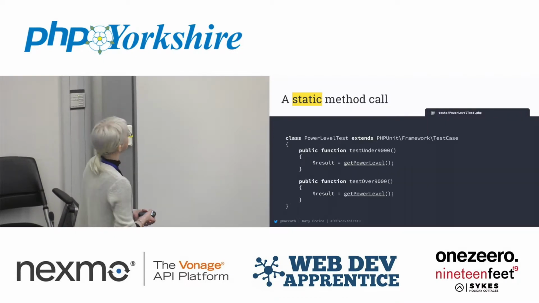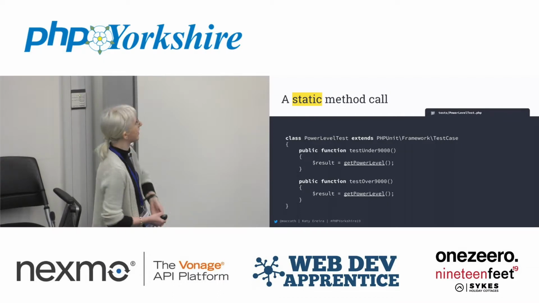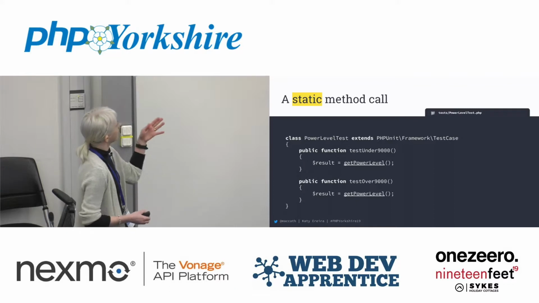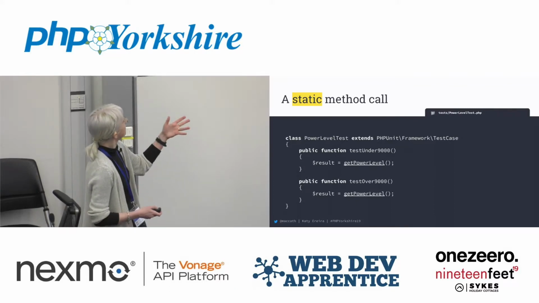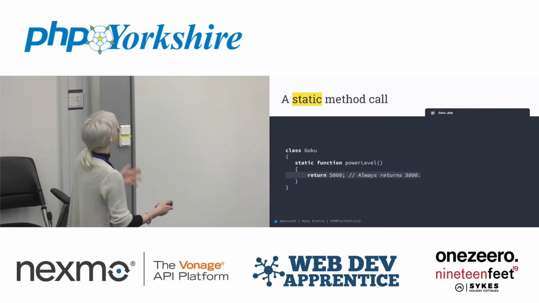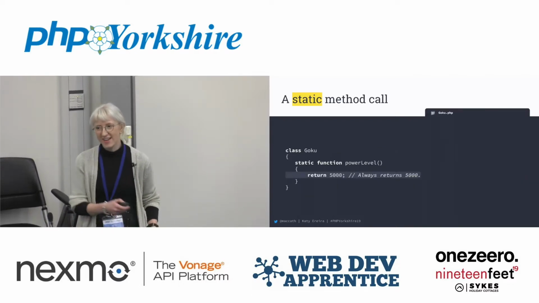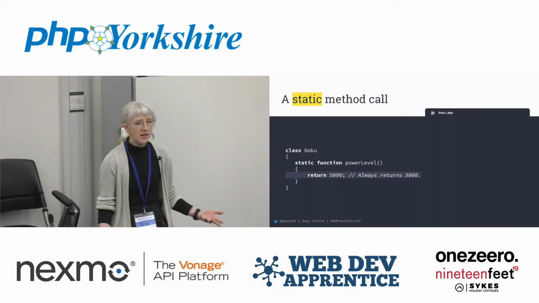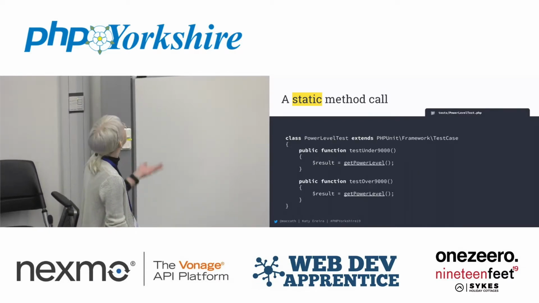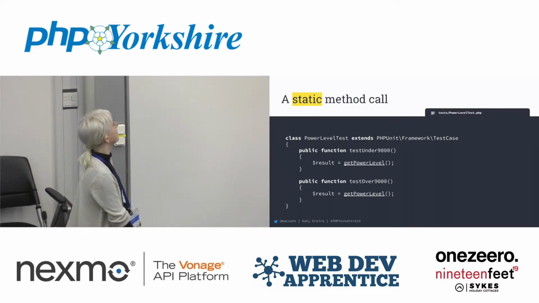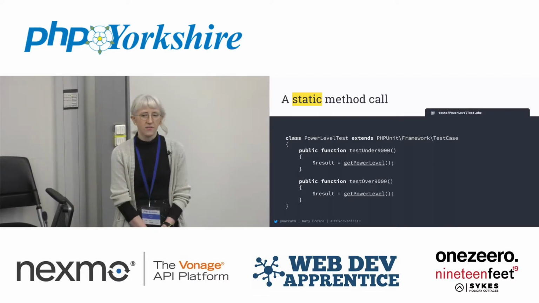So we have our two tests, because we've got, again, our two branches. We've got the it's over 9,000 branch, and we've got the suppressed branch. So we want to get the result and get the power level. We want to test the under 9,000 and the over 9,000 things. But unfortunately, currently, Goku always returns 5,000. Goku's power level is always going to be 5,000. So looking at our tests, the under 9,000 is probably going to be quite easy to test, but the over 9,000 is not going to be easy to test because Goku is never going to return over 9,000.